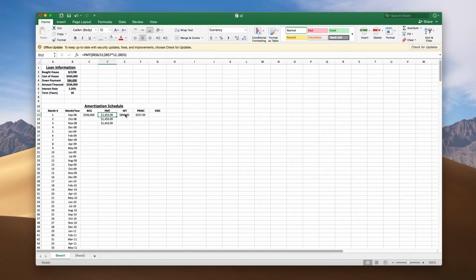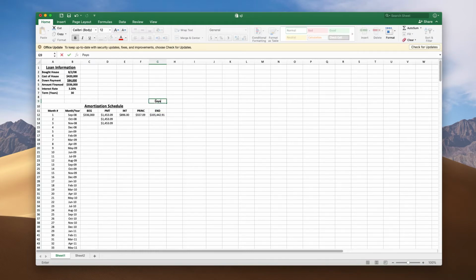The payment behind the scenes on a loan is divided between interest and principal. The ending payment is the beginning amount minus the principal. So if the family were to call up just after paying the first payment, and they asked the bank, what's the payoff on our loan? This is the amount, $335,442.91.